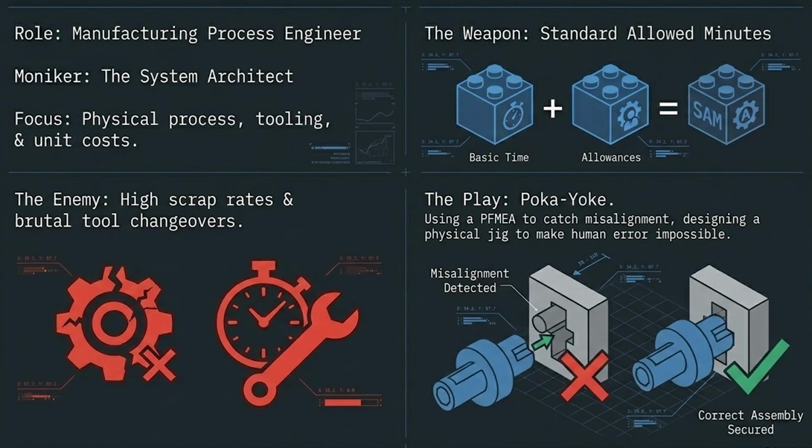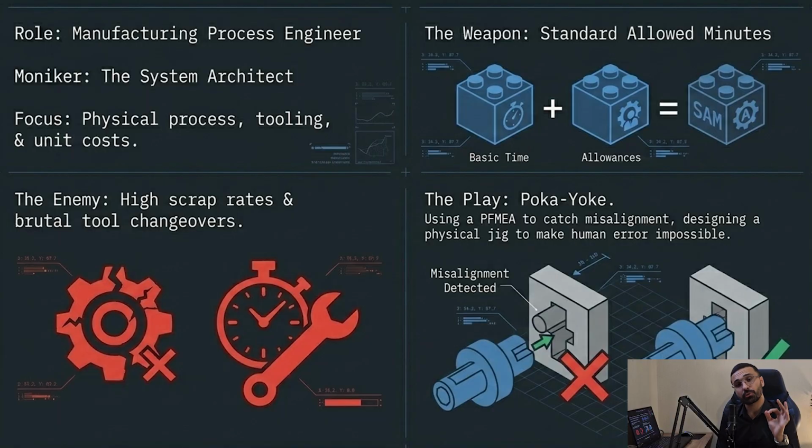Okay, so we discussed the production engineer, the commander in the manufactory or in the factory, if you will. Now let's move to the second role here, which is manufacturing process engineer. This is another vital and very important role in every manufacturing. The process engineer is the system architect.